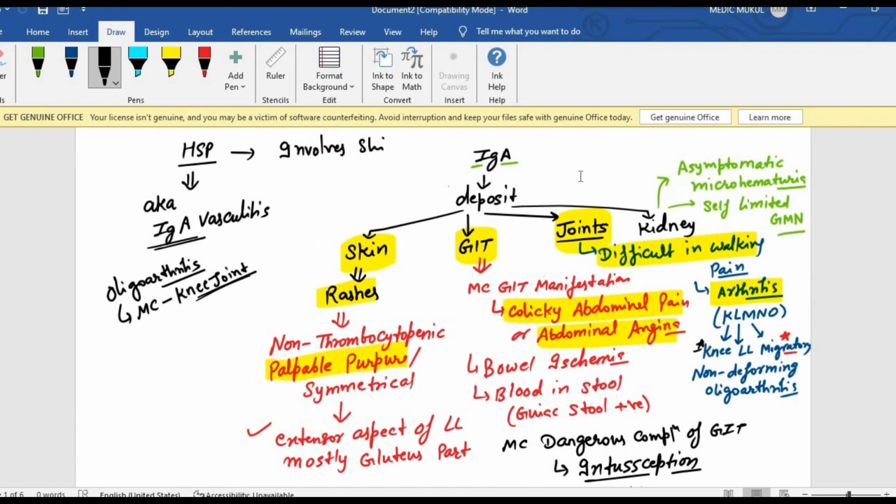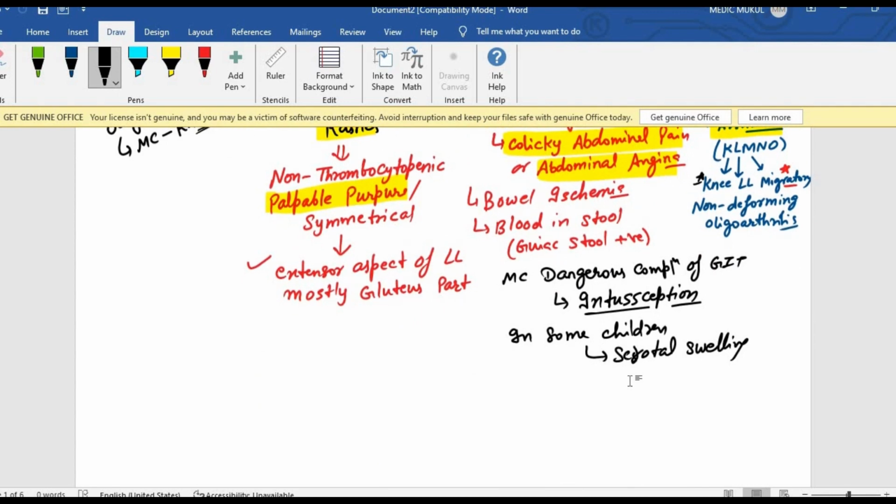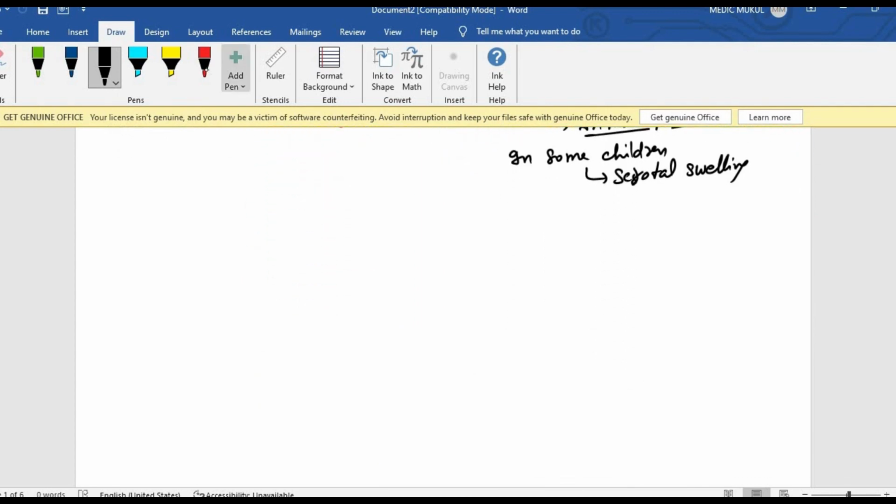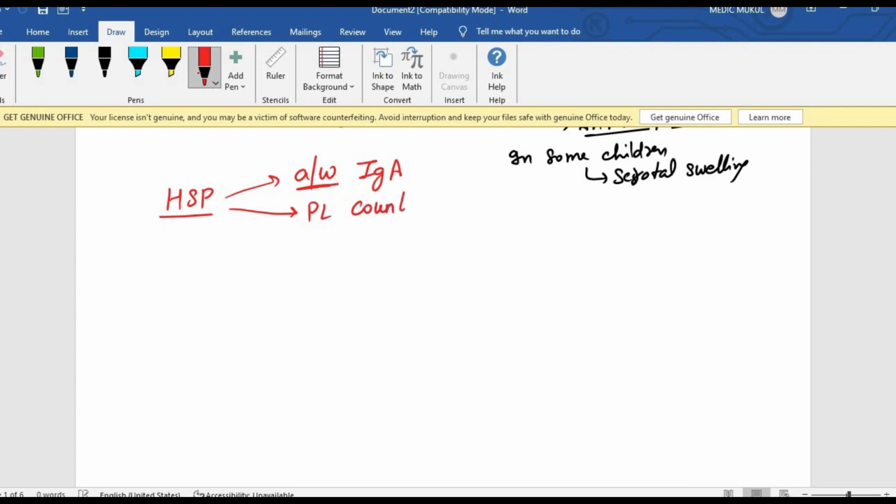Let's continue our topic. IgA, we studied. Now let's finish and revise HSP again. So remember, HSP, if in the question, this is associated with IgA. Then remember that the platelet count will be normal. And in the organs, there will be IgA depositions.